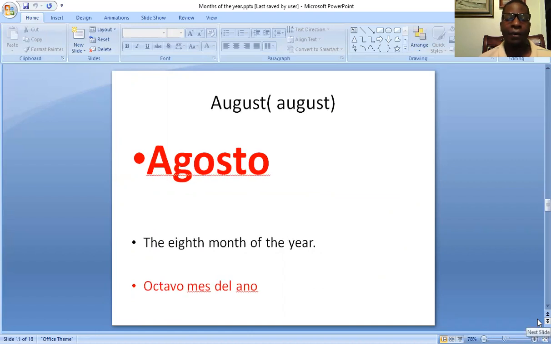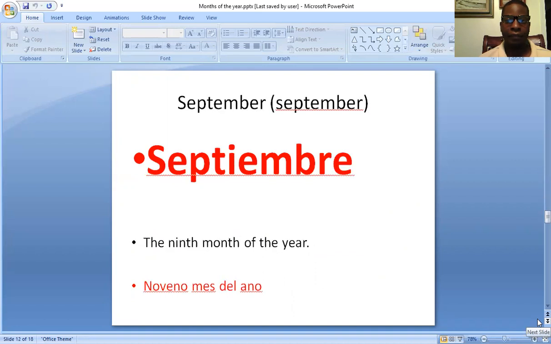August. Agosto. Agosto, the eighth month of the year. Octavo mes del año. September. Septiembre. Septiembre, the ninth month of the year. Noveno mes del año.